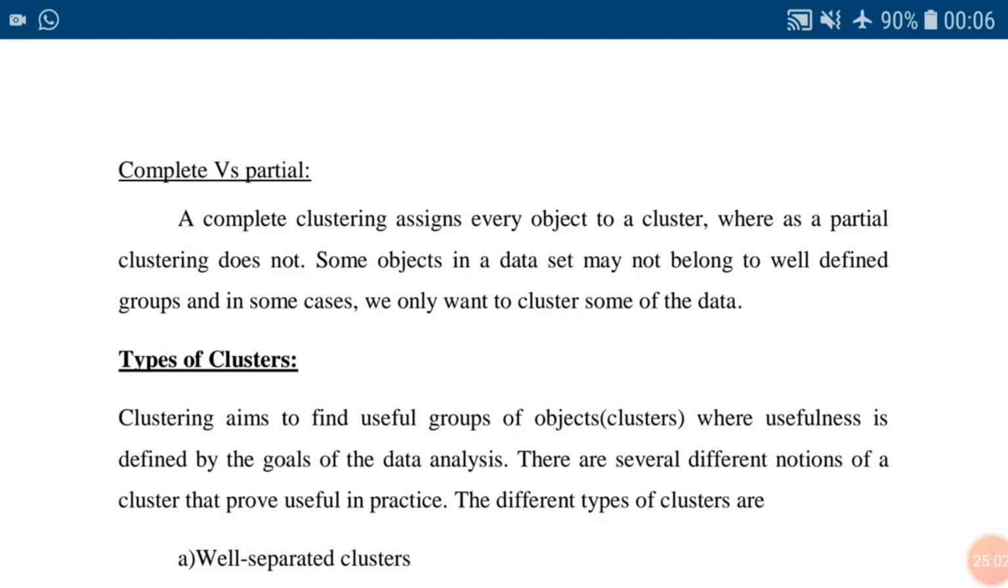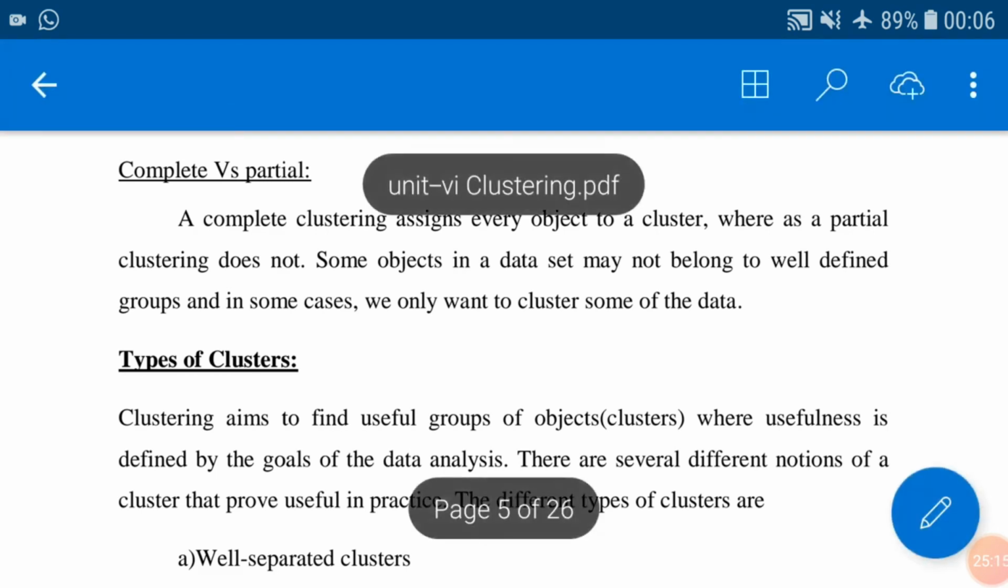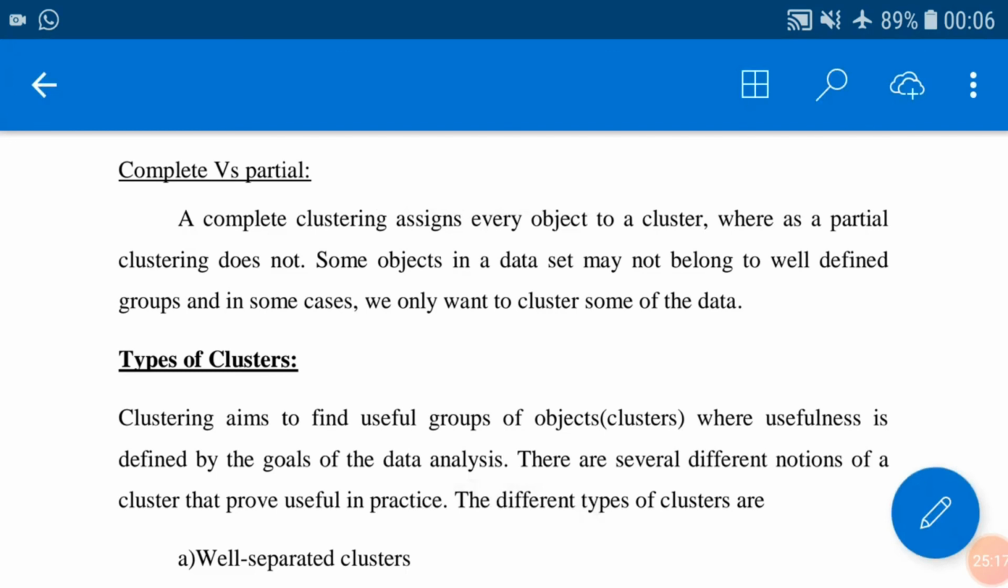Partial clustering means that, for example, if 20 data items are there, only 15 or 16, or even 19, are related to a cluster. One item is not related to any cluster, completely independent of the other clusters. That is not a complete clustering technique, that is partial clustering.